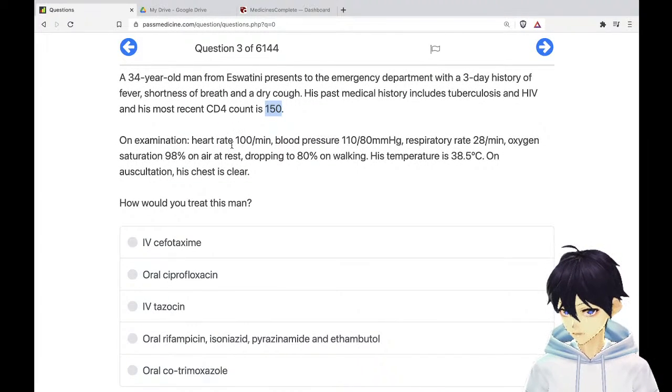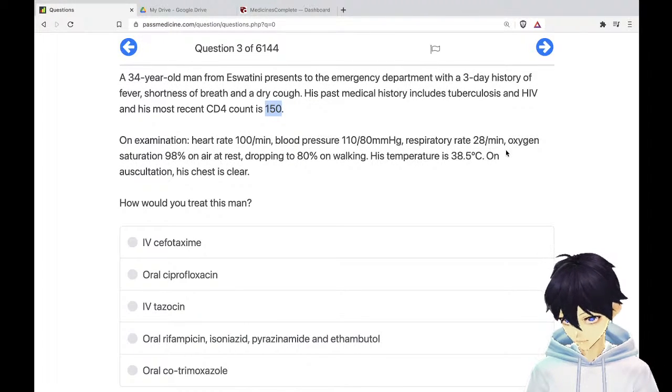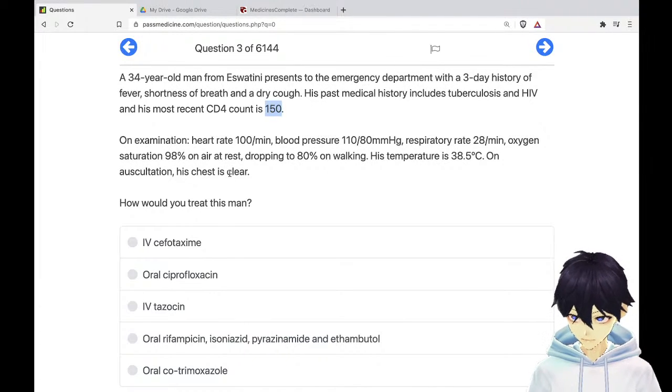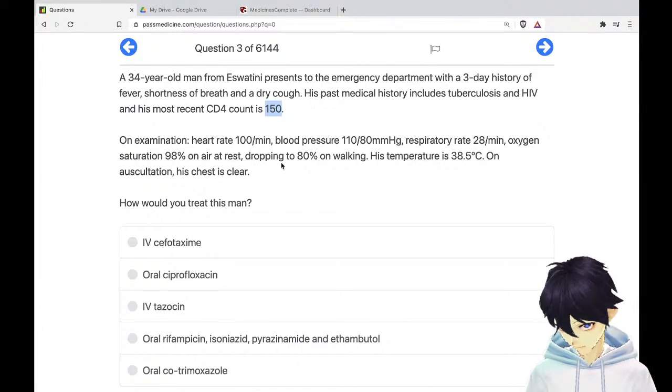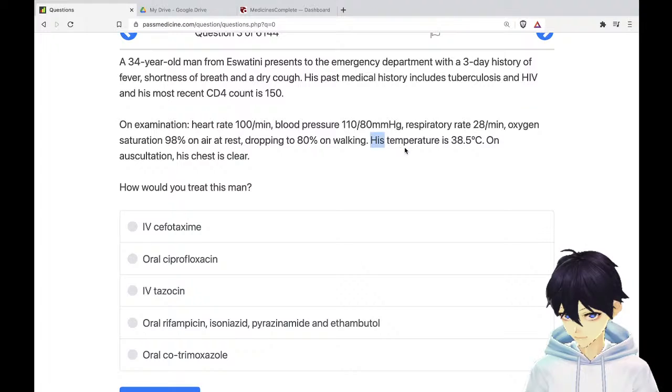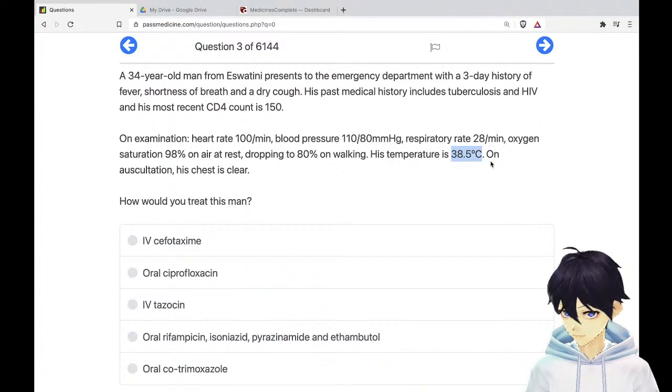On examination, heart rate 100 per minute, blood pressure 110/80, respiratory rate 28, he's tachypneic. Oxygen saturation 98 on air at rest, that's okay. Dropping to 80 on walking, that's not good, and it's quite typical of something, PCP, Pneumocystis jirovecii. His temperature is 38.5 degrees Celsius. On auscultation, his chest is clear.